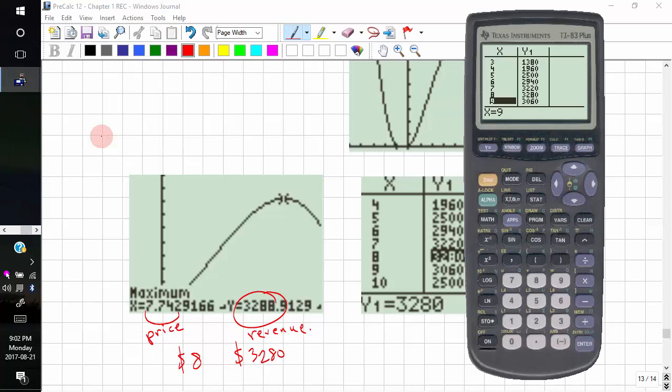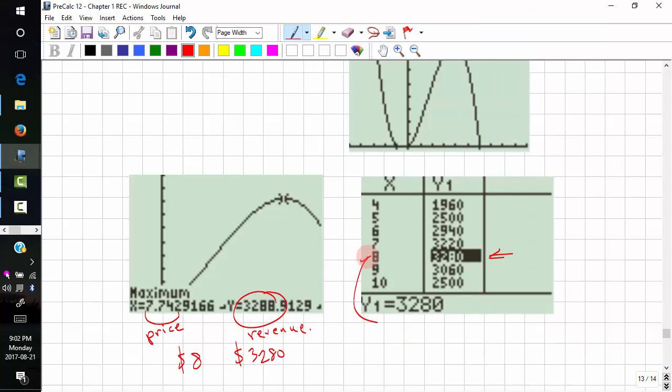If you don't like tables, the other way to do this is using trace. And I'll just enter 7. And I get 32.20. This means you have to write it down or memorize this. And then I'll enter 8. And I can see 32.80 is bigger than 32.20. So this is the best rounded price.